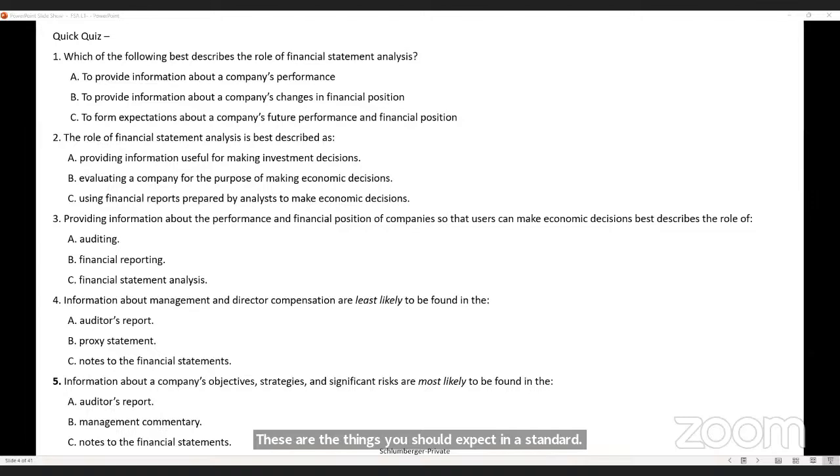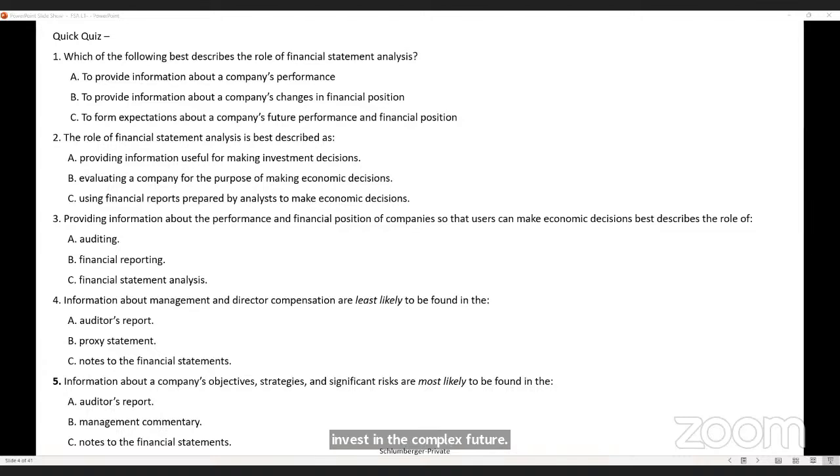Look at number 1. It is asking which of the following best describes the role of financial statement analysis. Why do you do analysis? The reason you are doing analysis is actually to form an expectation about the future performance and financial position of the company, because you want to invest in the company's future. You are not investing because of now.